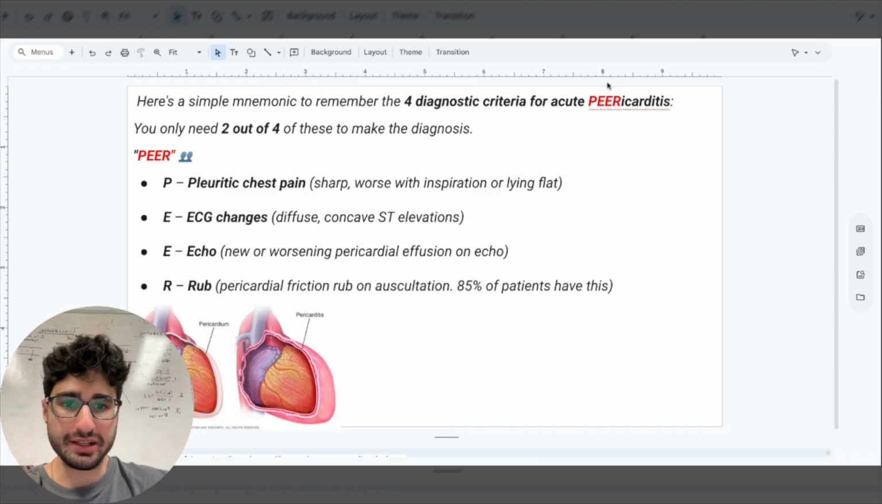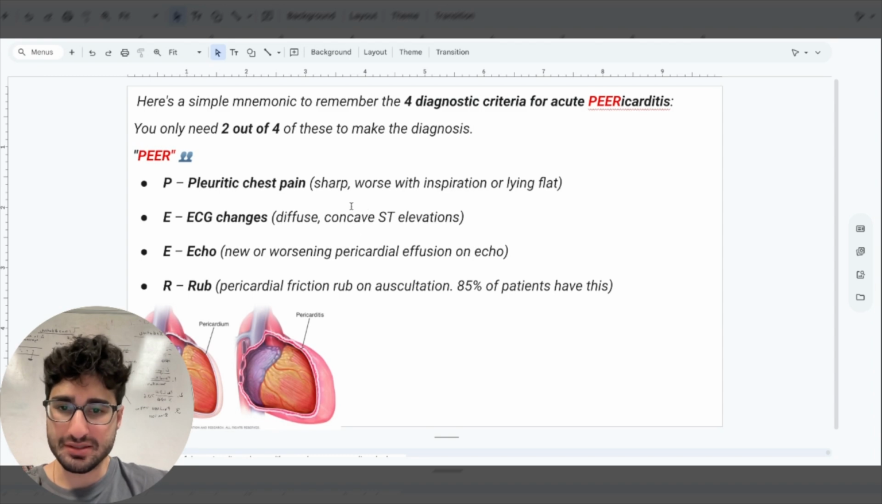Now, I have a quick mnemonic that you can use if you want for remembering the diagnostic criteria. When writing pericarditis, you just add an extra E to remember the mnemonic PEER. So the P is going to be for pleuritic chest pain, which is going to be the most common presenting symptom of pericarditis. The E is going to be to remember the ECG changes that occur.